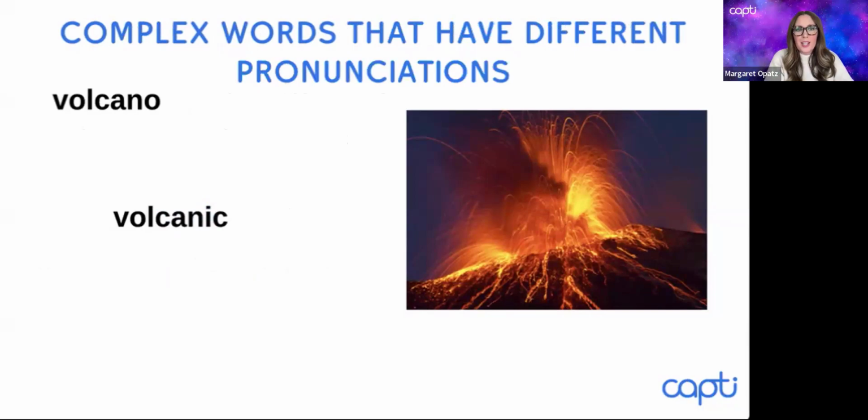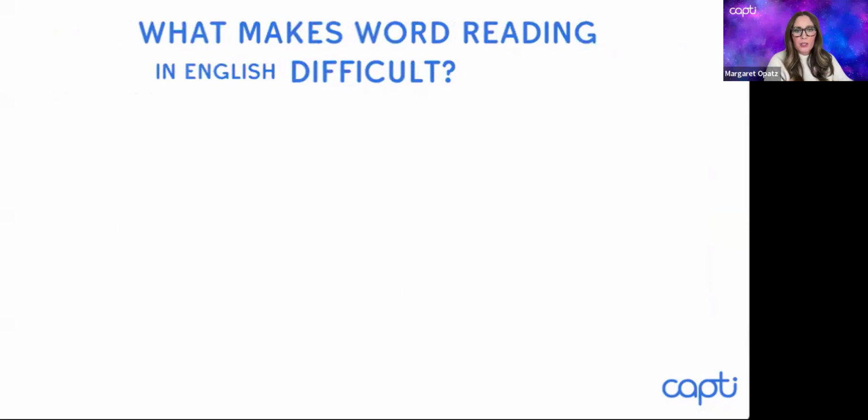So all of this is to say that when we get into the upper elementary and secondary classrooms, basic phonics instruction just isn't enough for adolescent readers. So before we get into specific strategies, I do want to take a look at what makes word reading in English difficult. There are definitely things that make it difficult, and we know this.